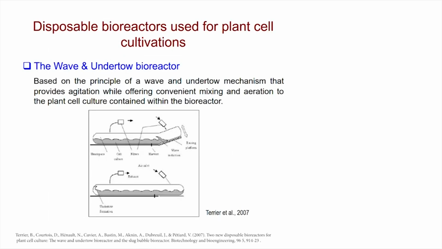The disposable bioreactors, we have already discussed the wave bioreactor. This is a well known bioreactor used for animal cells, but people have also started using it for plant cell fermentations. It works on the principle of wave and undertow. Wave everybody knows, undertow, it works on the wave and undertow mechanism.